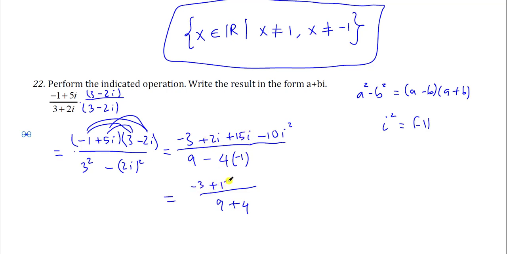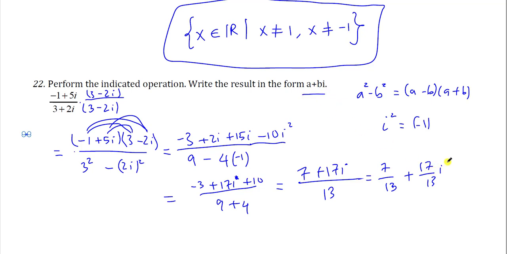15i plus 2i is 17i. i squared is minus 1, and minus 1 times minus 10 is plus 10. Now 10 minus 3 is plus 7, plus 17i, over 9 plus 4, which is 13. Now you want to rewrite the final answer in a plus bi form. So we can split it into 7 over 13 plus 17 over 13 and keep the i. That's why you can see 7 over 13 is a, and 17 over 13 is b in this form right here.